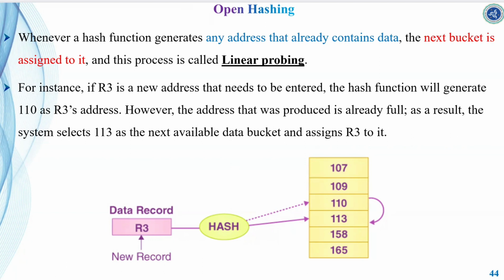According to the hash function, the generated address for R3 is 110. So let 110 be the address for R3. But if 110 is already full, or some data is already there inside 110, then we will choose the next location for storing record 3. Here, the next location is 113. So the next available data bucket will be chosen for storing record 3. We assign R3 to 113 because location 110 is already occupied by some other record. This is what we do in linear probing or open hashing.